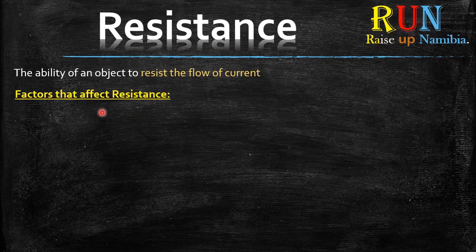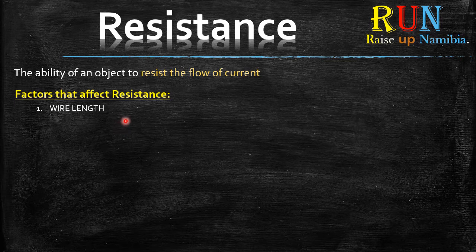Now, there are certain factors that affect resistance. These factors affect resistance in regards to a conductor. Okay? In this example, to illustrate these factors, we are going to be using wire as a conductor. Now let's take a look at the first factor, which is the wire length.